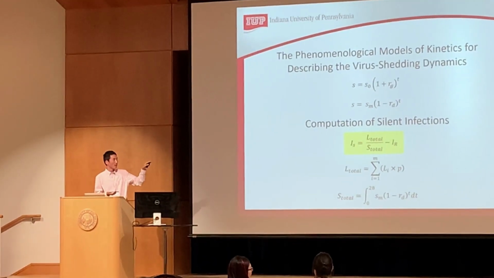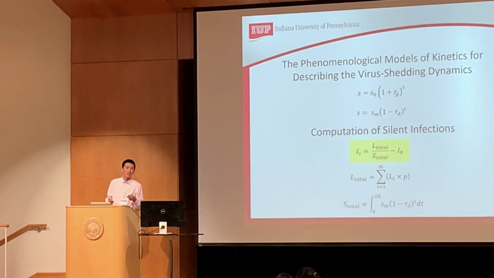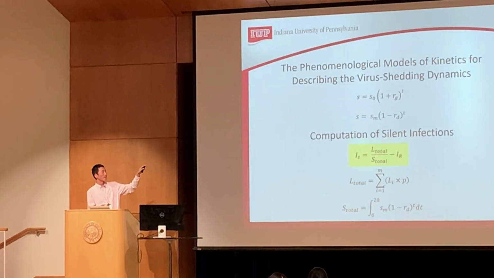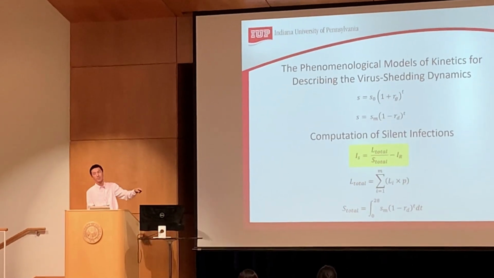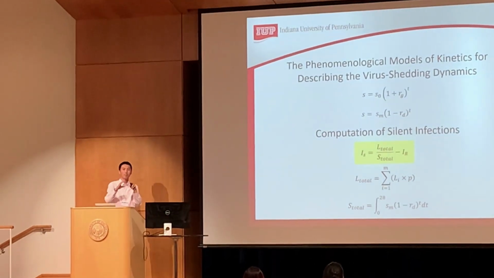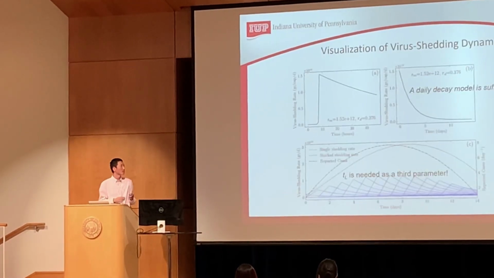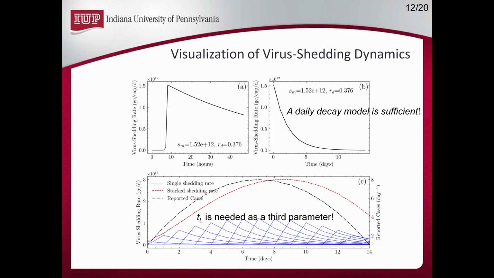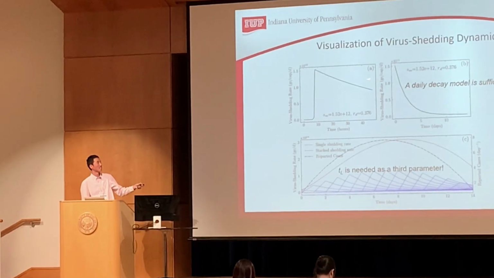Now, to calculate S total, we need to understand the virus shedding dynamics. And that's in the above two equations. The first one is the virus shedding growth, the second one is the decay. And if you integrate the equations, you get the total amount of virus shed by one infected individual. Okay? And visually, you can see on the left graph that the virus shedding on an hourly basis peaks within 8 hours, and then decays afterwards.